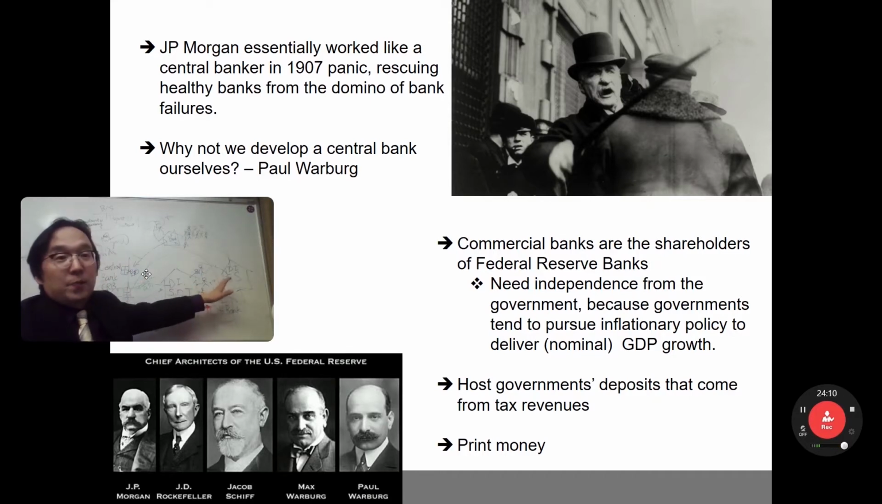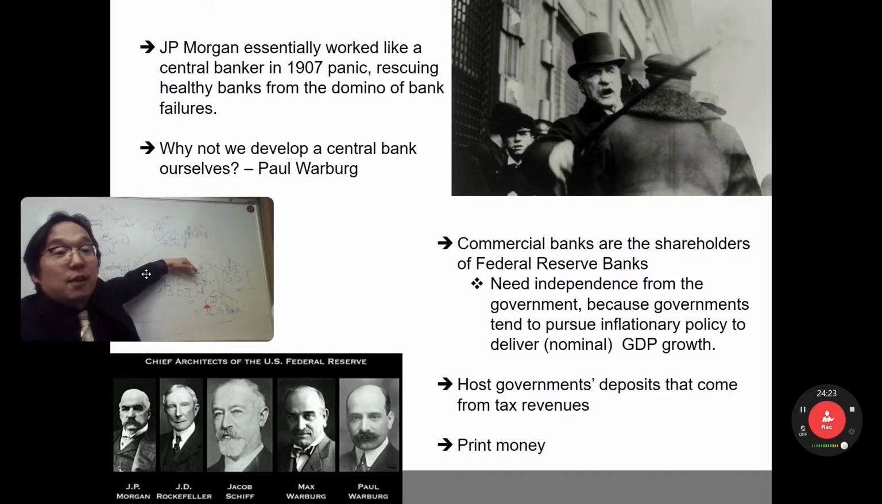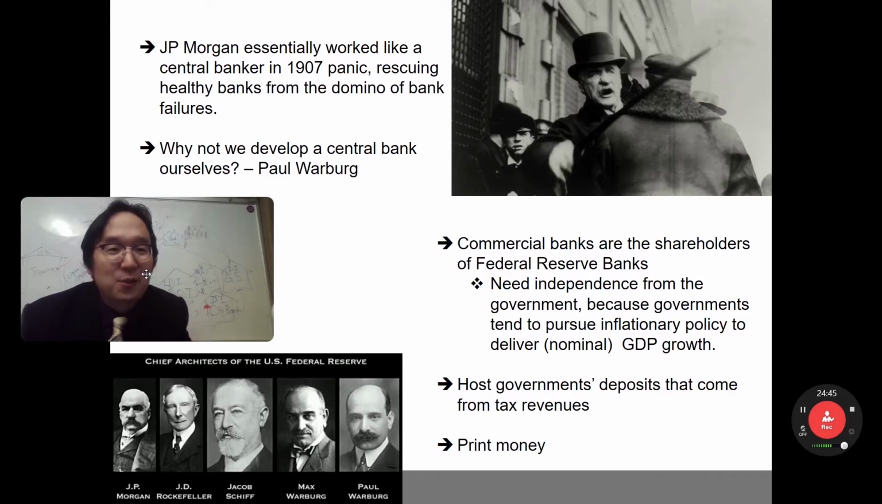He essentially worked like a central banker in the 1907 panic, rescuing healthy banks from the domino bank failures, right? So he was saying that, oh, this bank, this one is safer. We're gonna keep it, okay? Don't touch this one. No worries. The other guys, they are troubled banks, so you die, and then these guys, you live. Essentially, this guy was working like a central banker. You live, you die. You live, you die. Can you imagine that? One person determining the future of so many different companies and the economic system. One single person, right? That was JP Morgan that you see in the picture on the right-hand side.